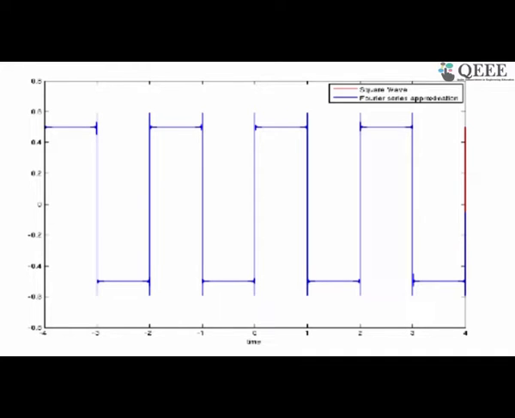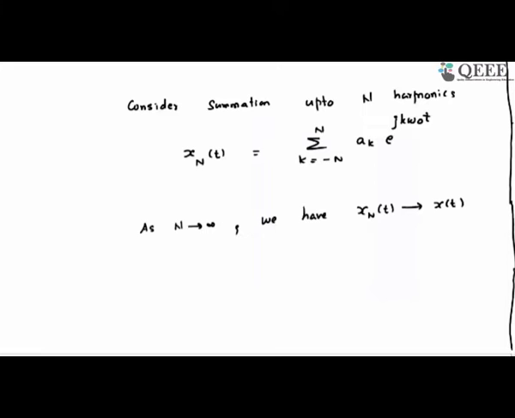Now, I'll continue with this Fourier series.